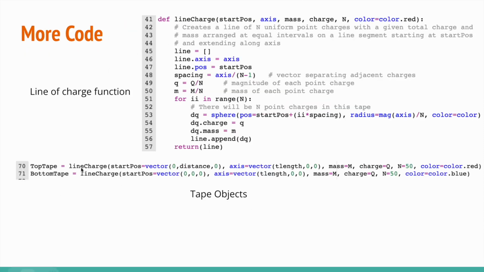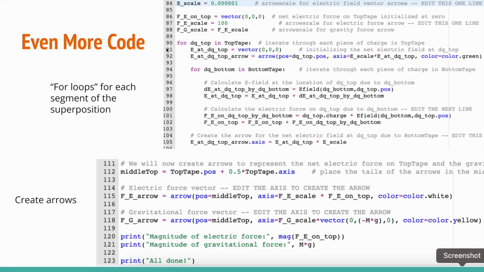Down here are the two tape objects, including their position, axis, mass, charge, and color. Back to the line of charge function, N here represents how many points we're representing the line charge with, or how many segments we're cutting the charged object into. Here we can see the for loops for the electric fields at each of the segments and how they interact on the top tape and bottom tape segments. And this bottom code creates the arrows for gravitational force and electric force.